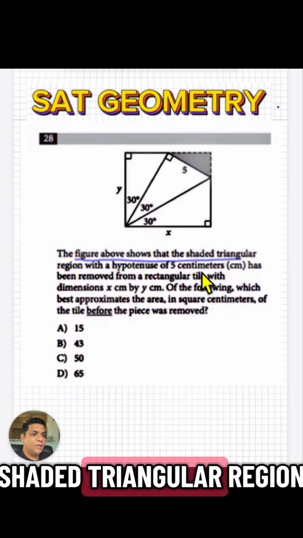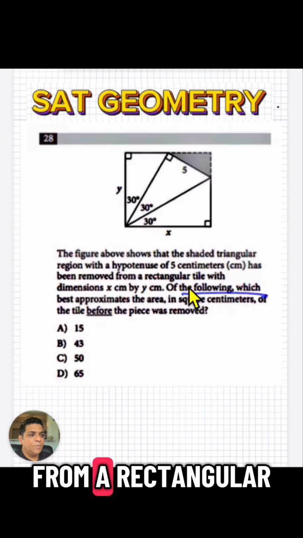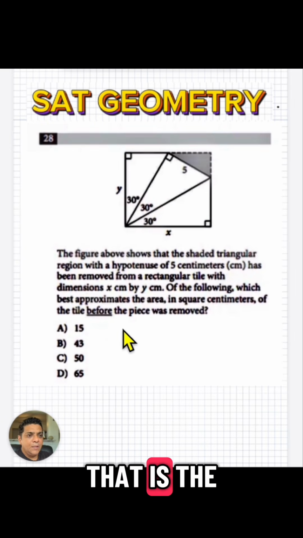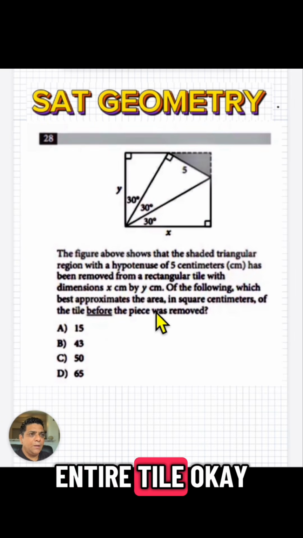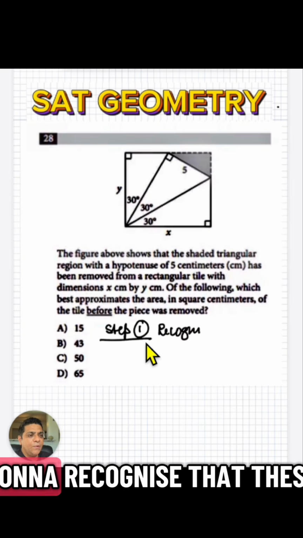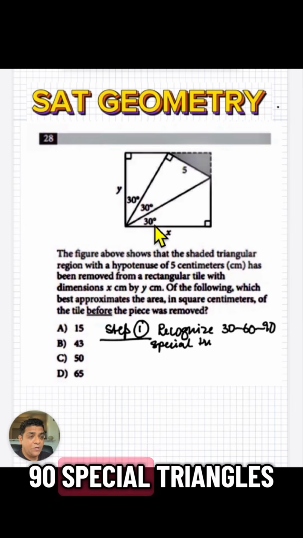The figure above shows a shaded triangular region with a hypotenuse of 5 that has been removed from a rectangular tile, x by y. Which of the following is the best approximation of the area of the entire tile? Okay, this entire tile. So the first step we're going to do is recognize that these are basically 30-60-90 special triangles.